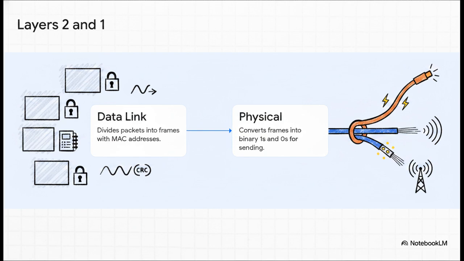And then we hit rock bottom. Layer 1, the physical layer. All those carefully built frames are converted into a stream of raw binary bits, just ones and zeros. These bits are physically blasted out over a medium, whether that's electrical signals on a copper cable, pulses of light shooting through fiber optics, or radio waves over Wi-Fi and cellular networks.